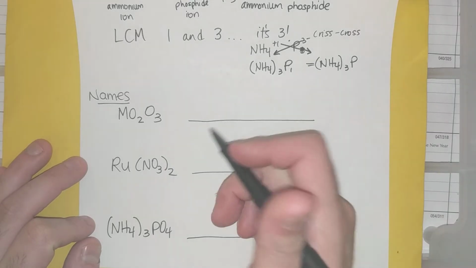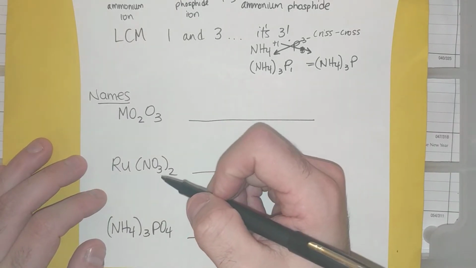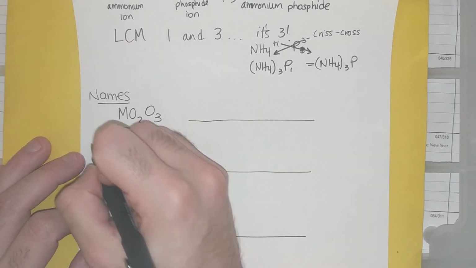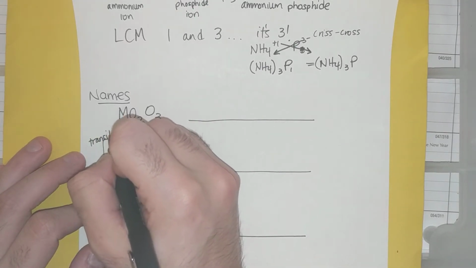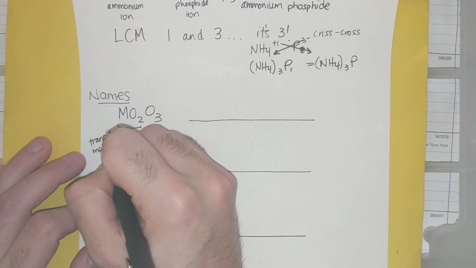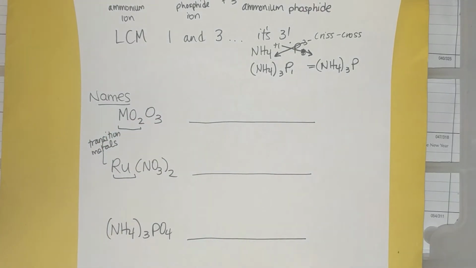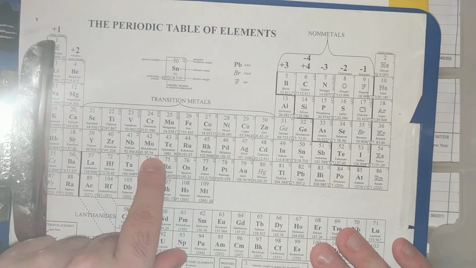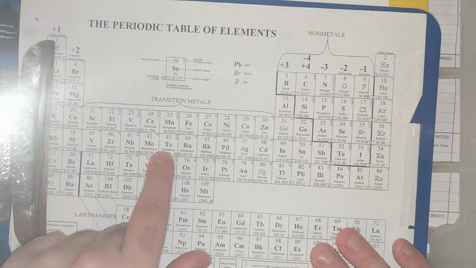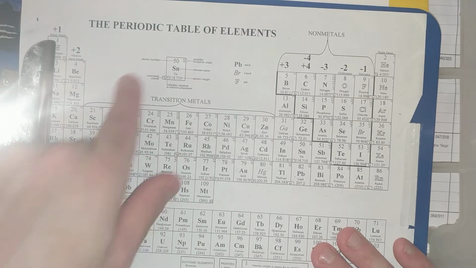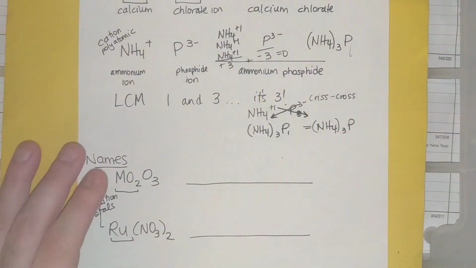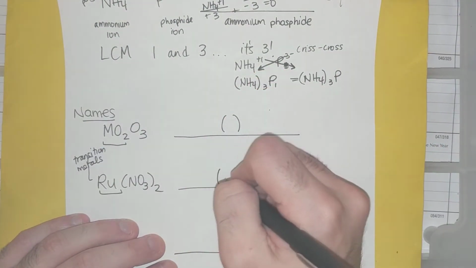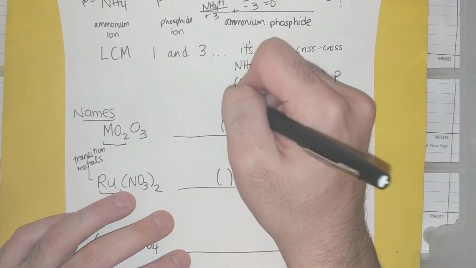All right, now let's try and name these things. Now, these, I'm going to tell you right now, are transition metals. If you look on the periodic table, they are found smack dab in the middle. Mo is right here, it's molybdenum, and Ru is ruthenium. They are transition metals. So I'm going to already set us up and put parentheses, because that's going to be for a Roman numeral.